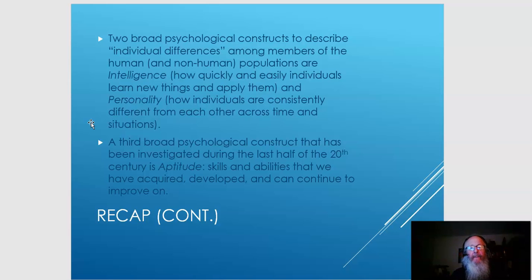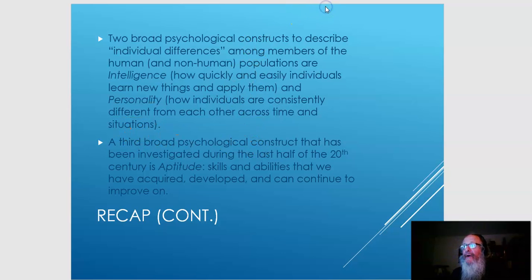We talked about 3 big psychological constructs that psychology has been devoting a lot of energy and work to measuring and figuring out exactly what the measures mean. The first 2, the historic ones, were intelligence, which most broadly is how quickly and easily individuals learn new things and apply those new things, and personality, how individuals are consistently different from each other across time and situations in terms of how they react to the environment.